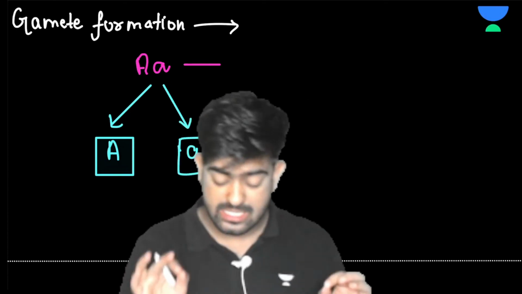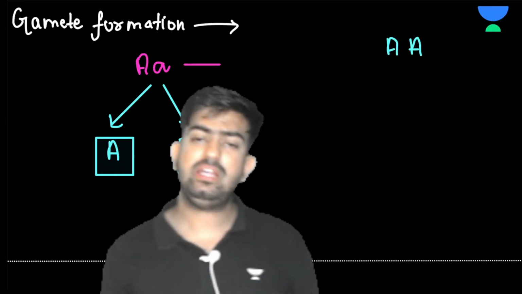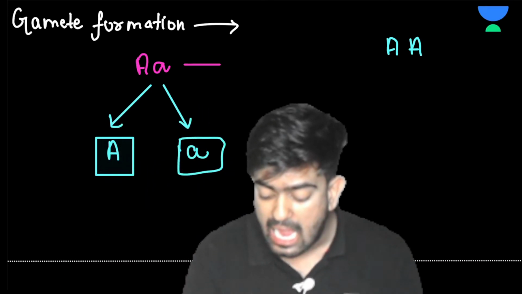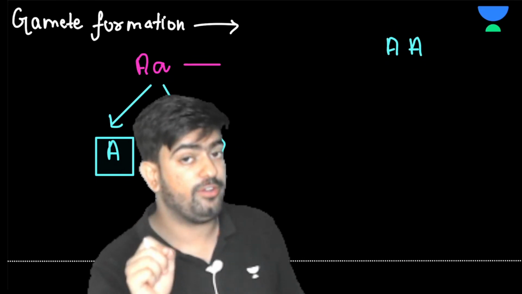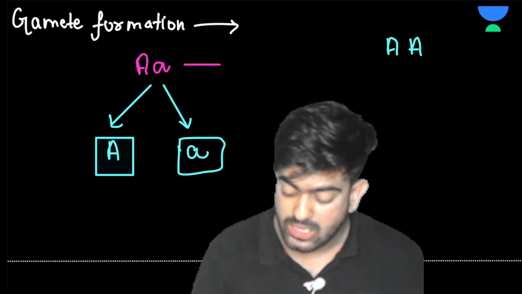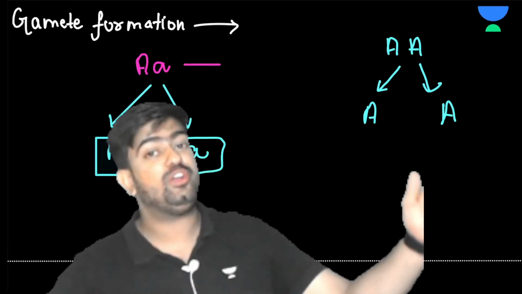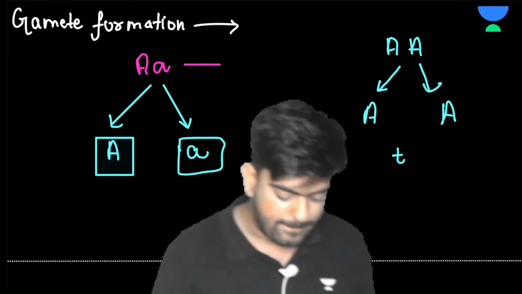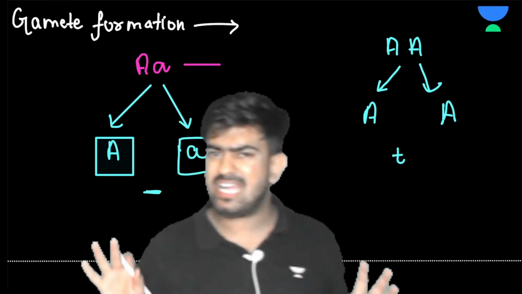Then the second case is if suppose we have a similar kind of thing, capital A and capital A. So if I am going to ask you how many types of gametes you are going to form, listen to my question very carefully. How many types of gametes are you going to form? So sir, in this case, if we bifurcate also, both the gametes are going to have the same kind of allele. So only one type of gamete is formed. But in the heterozygous condition, two types of gametes are formed. Okay. The basic idea is clear to everyone.